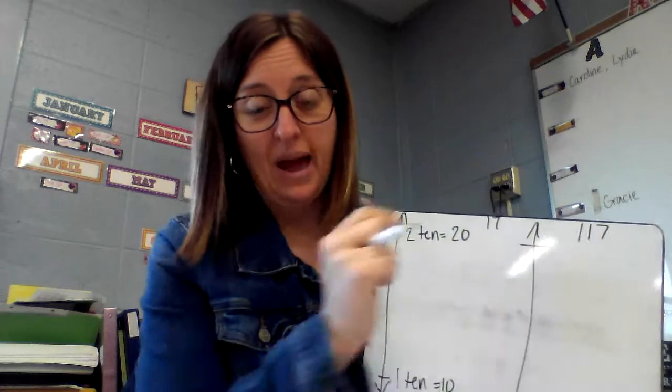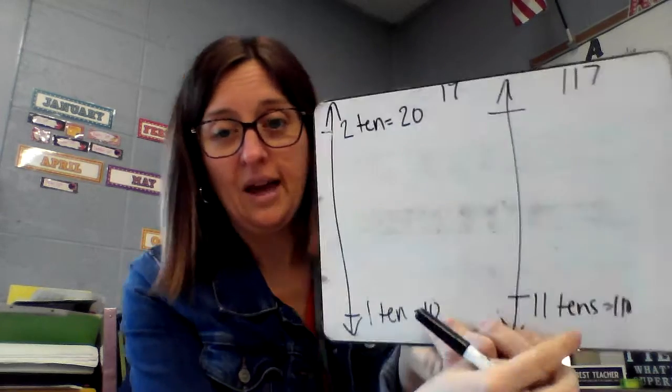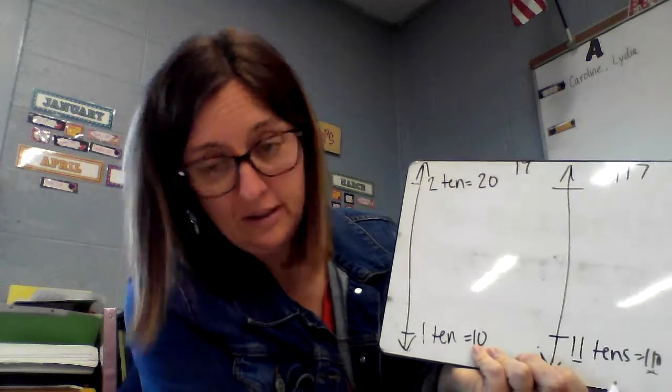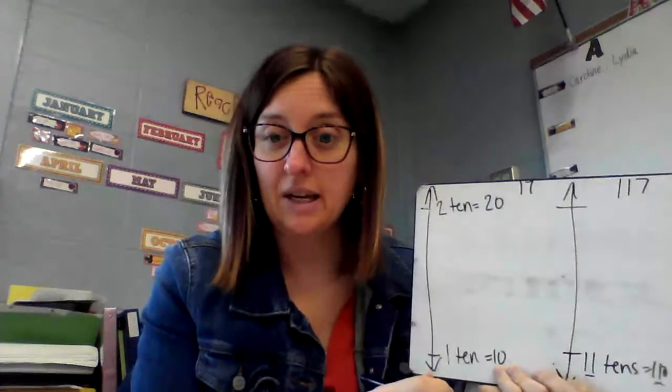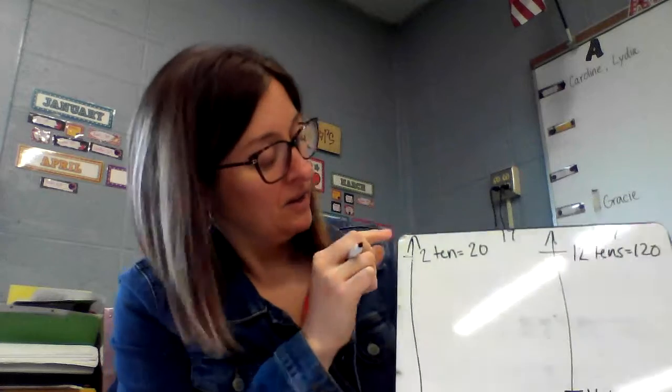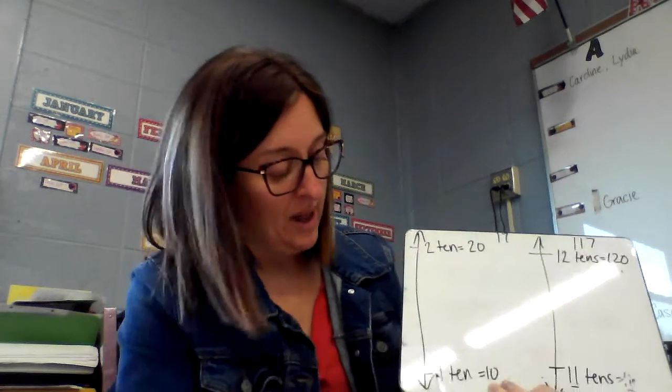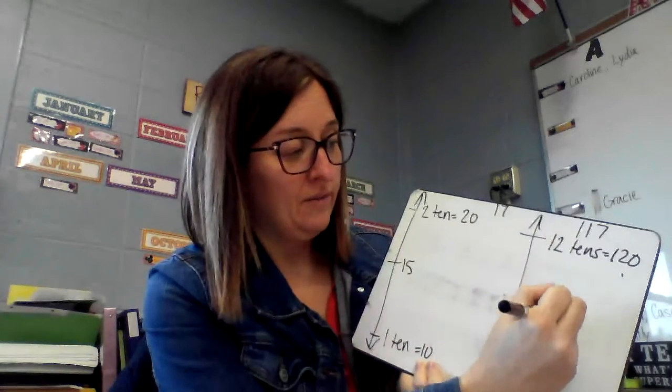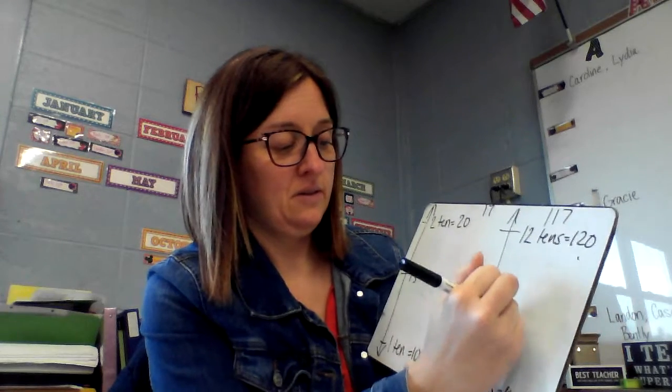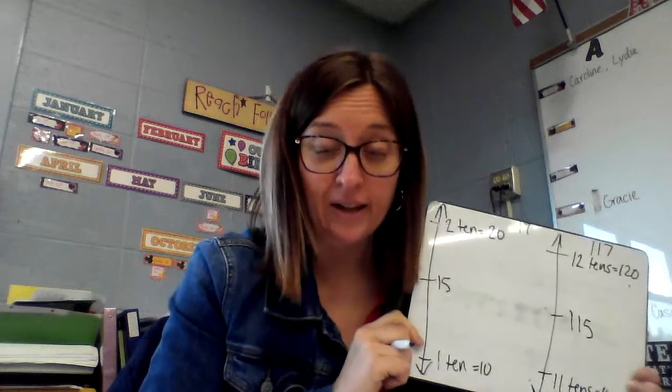If I'm taking 117, the only thing that's changed is I'm adding on that 100. So it's no longer going to be just 10, it's going to be 11 tens or 110. See that? 11 tens, 110. And then one more than 11 tens is 12 tens, which is 120. Okay? So instead of just having 20, we have 120. Instead of it just being 10, we have 110. And instead of my halfway point being 15, it would be 115. So all I did was I added on 100.